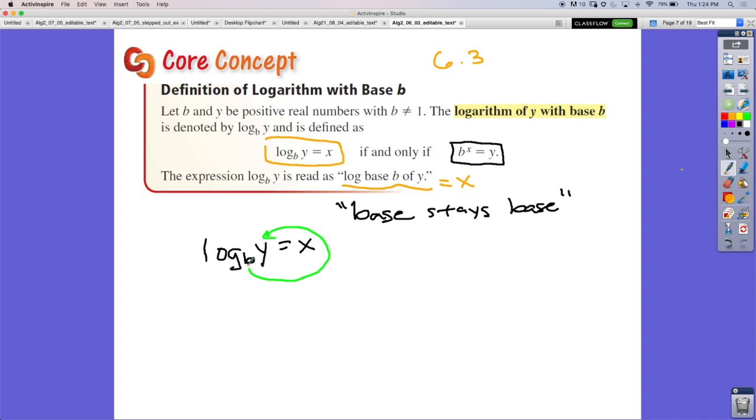So let me explain. We start with a base, and base stays base. So there's my base. I'm going to swoosh to the next one, whatever number's here. That now becomes my exponent. And that's going to equal y. So I start here. That's the next number you write, equals that number. And if you notice, it is exactly the same here.